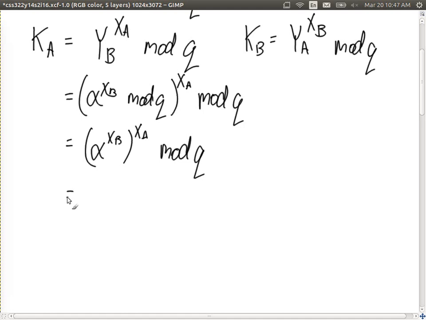And our simple rules of exponentials: alpha to the xb, all to the power of xa, equals alpha to the power of xb times xa mod q. So Ka equals alpha to the power of xb times xa mod q.